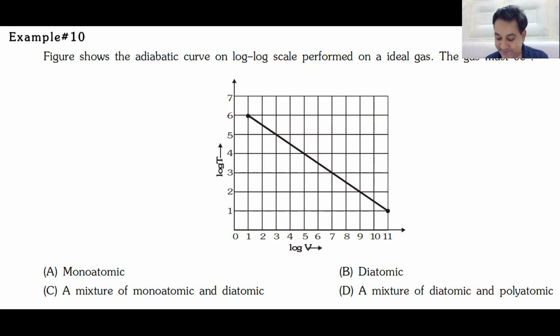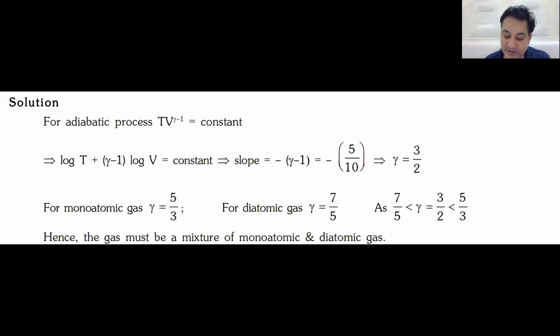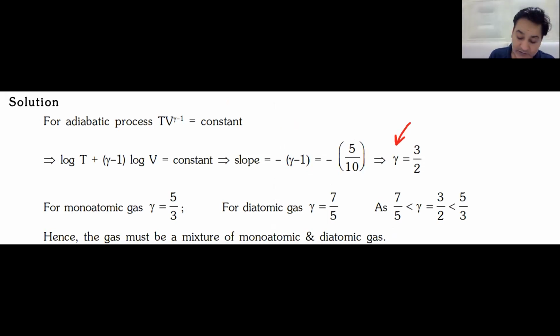Guess? So monoatomic and diatomic. How did you get it? Remember, this is how you do it. You somehow find out the value of gamma for this, right? You can find it out. This is how an adiabatic process looks like.